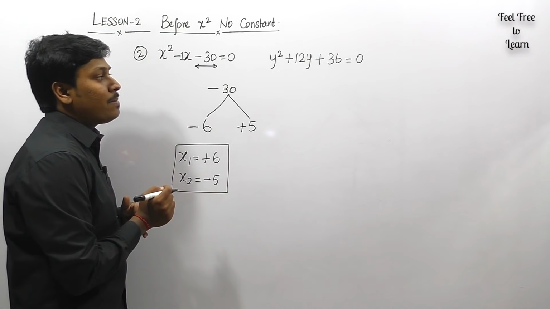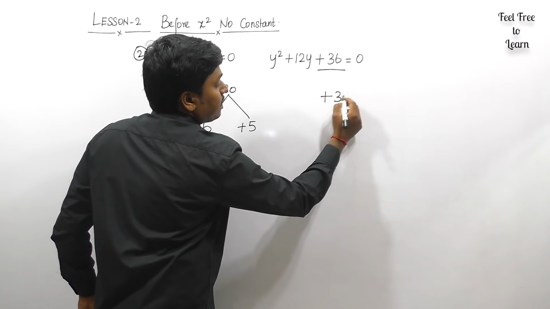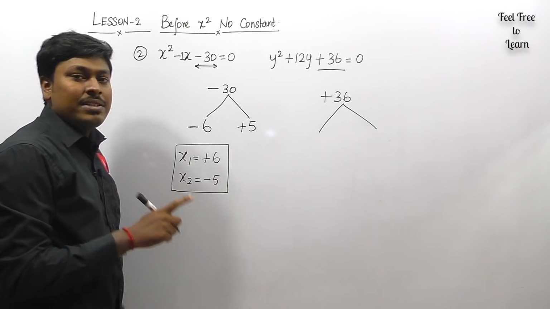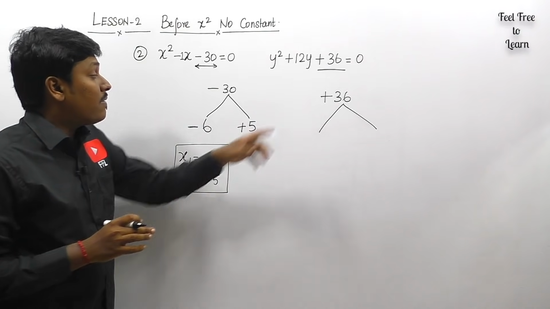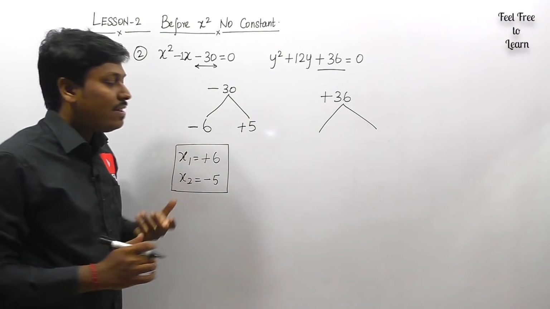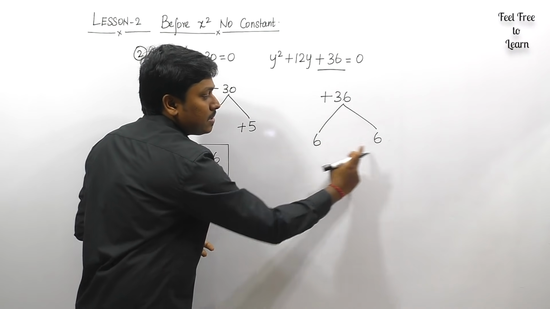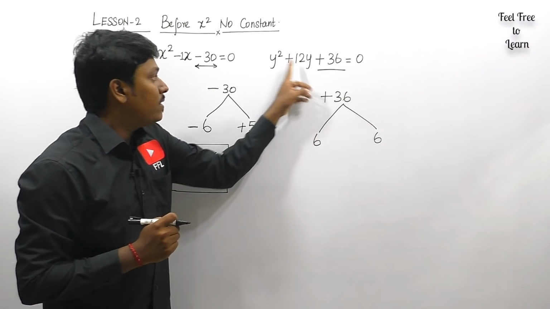So y square plus 12y plus 36. So here it is plus 36, right? The two numbers that we are going to multiply, it should be 36. So 6 into 6 will be 36, or 9 into 4 will be 36. But our target is to bring plus 12. So the only way is we can write this as 6 and 6. So when we multiply both the numbers, the resultant will be plus 36. When we add both the numbers, the resultant will be plus 12.